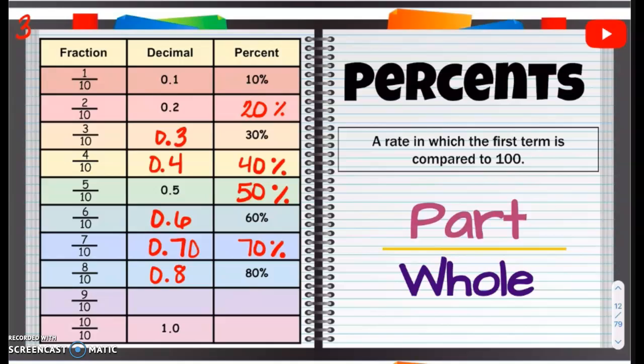If you get 9 out of 10 on your math test, you get 0 and 9/10. Or if you divide 9 divided by 10, you get 0.9. So our percent is going to be 90%. And then if you get 10 out of 10, you get 1 because it's one whole. So if you get 10 out of 10 on a quiz, you get 100%. Don't make it tricky. It's easy like that.